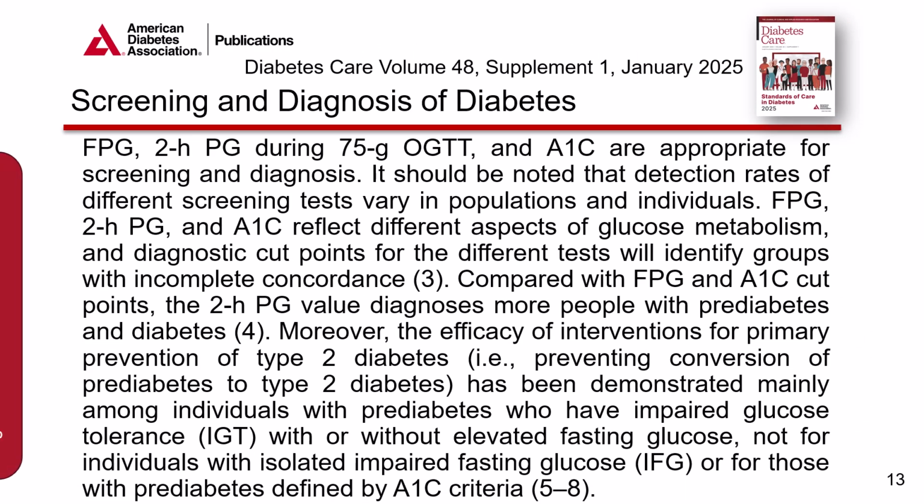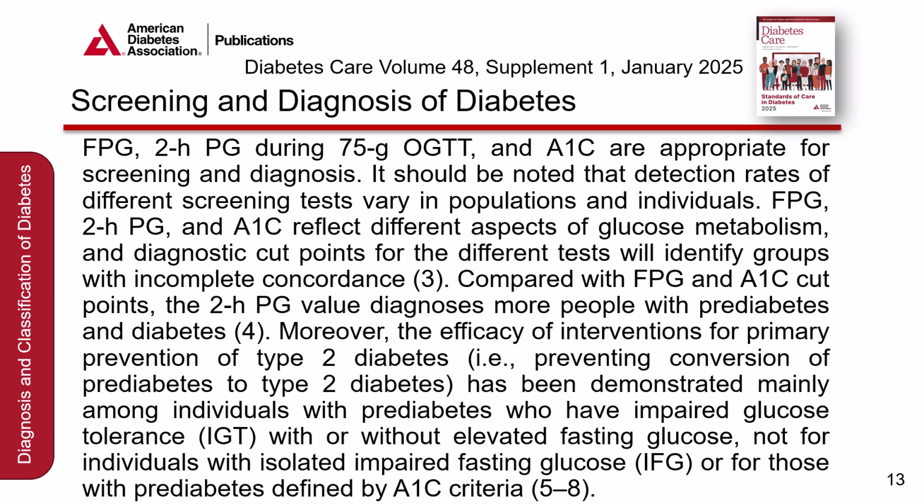Screening and diagnosis of diabetes. Fasting plasma glucose, 2-hour plasma glucose during a 75-gram oral glucose tolerance test, and glycated hemoglobin test are appropriate for screening and diagnosis. It should be noted that detection rates of different screening tests vary across populations and individuals. Fasting plasma glucose, 2-hour plasma glucose, and glycated hemoglobin reflect different aspects of glucose metabolism, and the diagnostic cut points for these tests will identify groups with incomplete concordance.